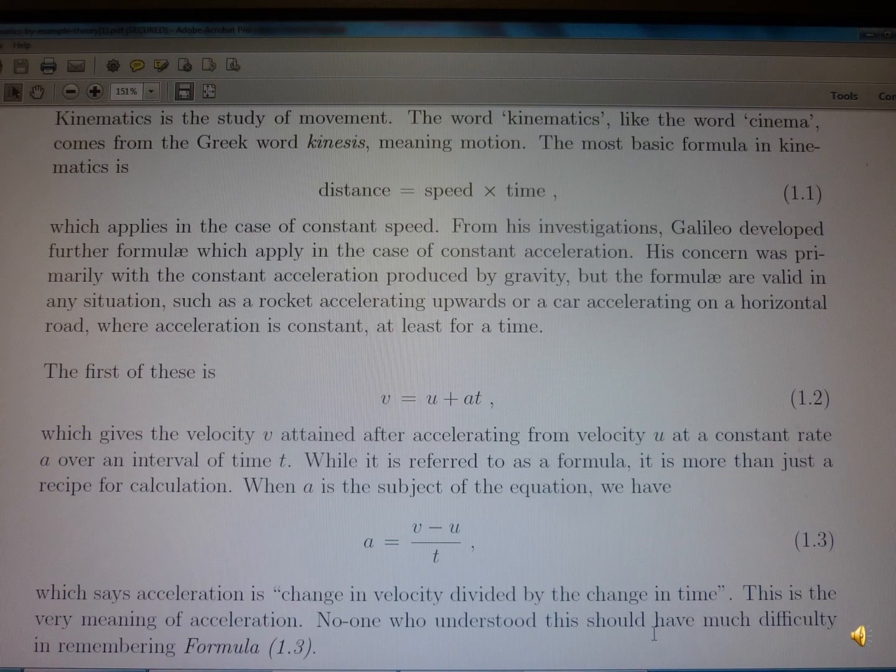And then we also write down the equation for the acceleration. So acceleration a is equal to v minus u divided by t. So acceleration is the final velocity minus the initial velocity divided by time.